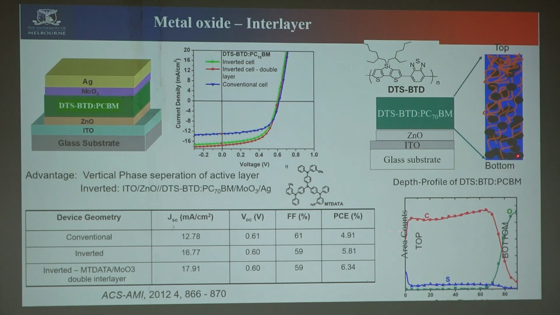In the conventional architecture, the bottom layer is P-type, but if you have more PCBM on the bottom, then more recombination is happening at the bottom side. That's why we got a very low current in this case, because a lot of charges will recombine because of the mismatch of your donor material as well as the electrode. Okay, I hope you got it.